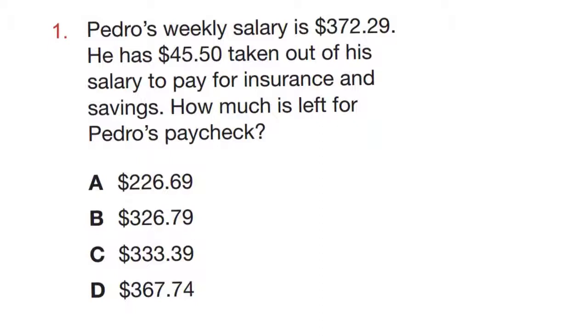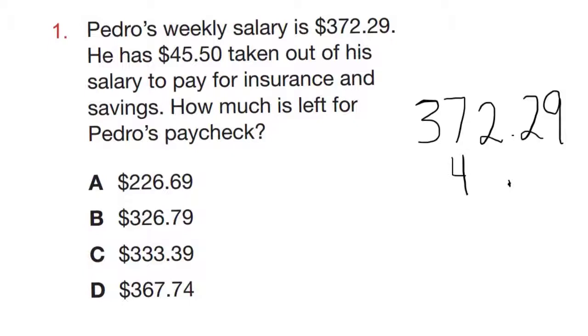Okay, to solve this problem, we have to do subtraction. And remember, when we set this up, we must set up the largest number on top. So, 372.29. Okay? From there, we are going to line up our decimal place and then write the 45.50. Okay? And then we're going to subtract.